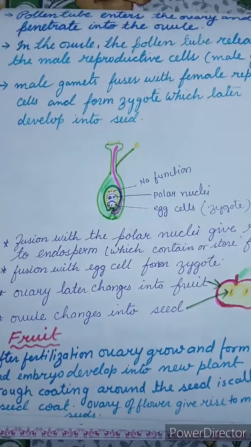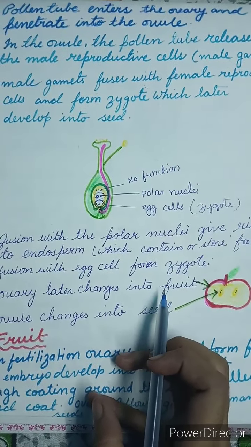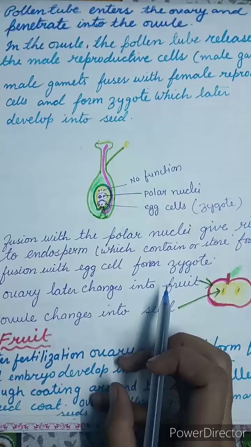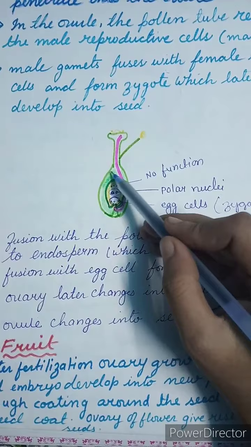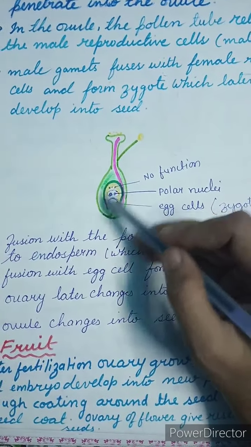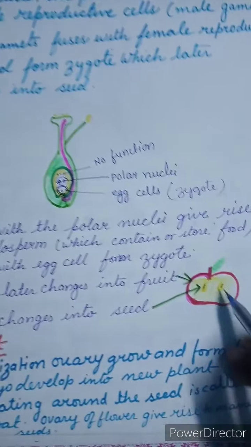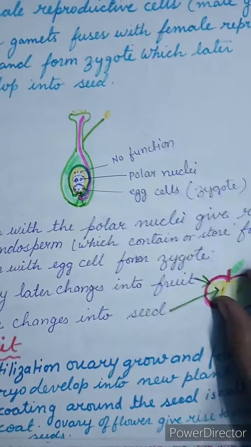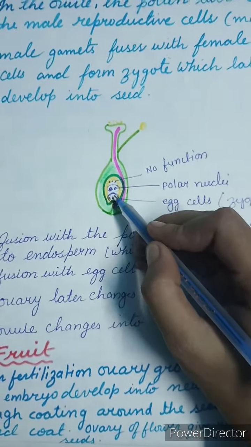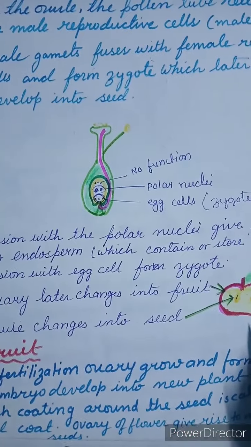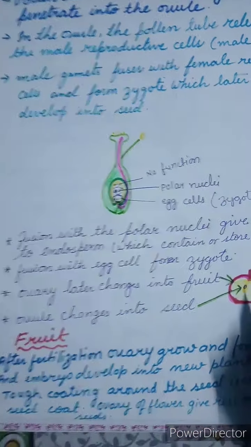Next, the ovary later changes into fruit. Which part changes into fruit? The ovary changes into fruit. This part is called the ovary. So as fertilization takes place, the whole ovary changes into fruit. You can see the picture of a fruit, an apple. And the ovules present, these cells, change into seeds. The seed of the apple changes into the seed.